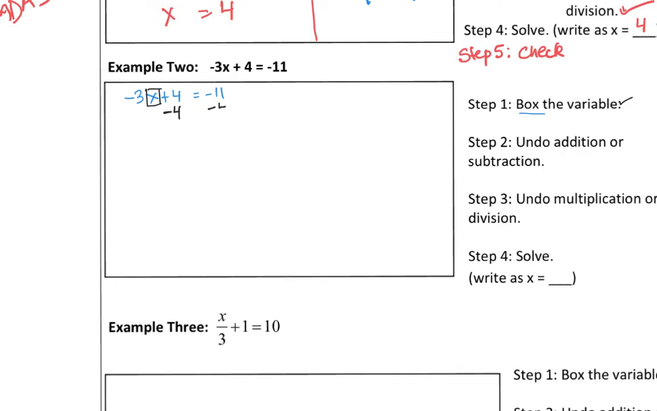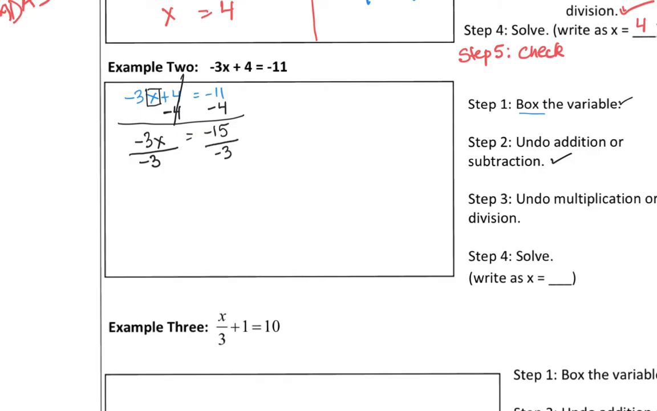If I subtract from one side, I also need to subtract from the other, which leaves me with negative 3x equals negative 15. So I just did the undoing of addition or subtraction. My next step is to undo multiplication or division. I have negative 3 times x. The opposite of multiplication is division. Therefore, I'm dividing both sides by -3.